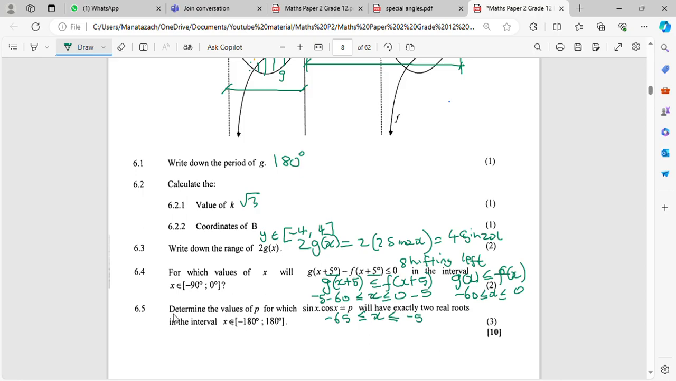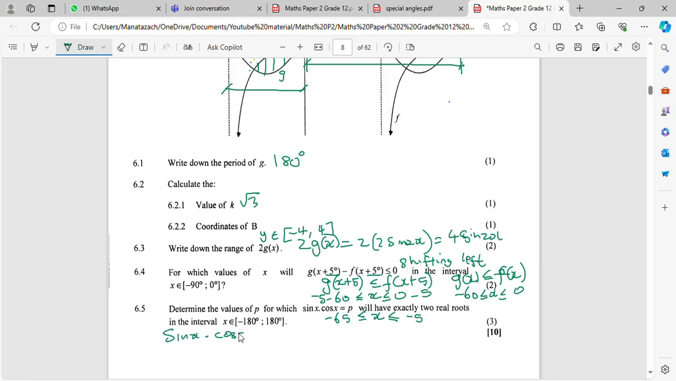And then now let's go to the last question, 6.5. Determine the values of p for which sine of x times cos of x is equal to p will have exactly 2 real roots in the interval minus 180 to 180. So let's just simplify this.